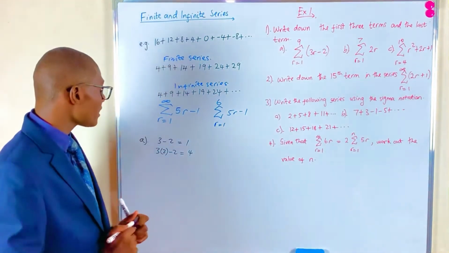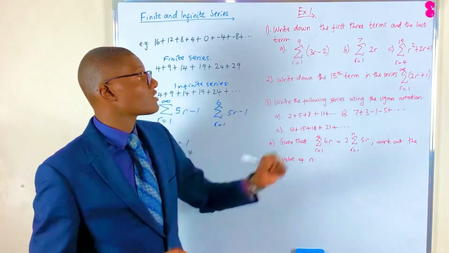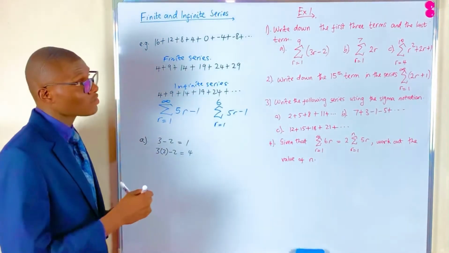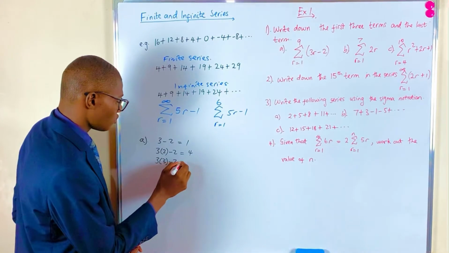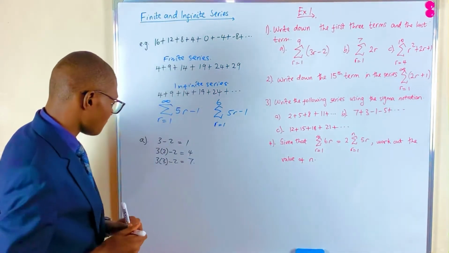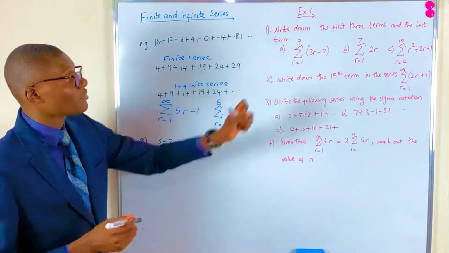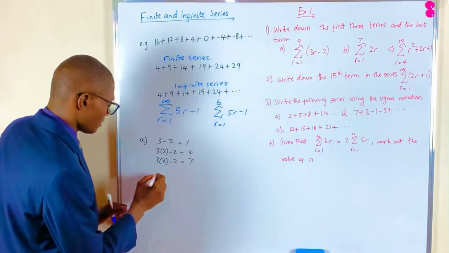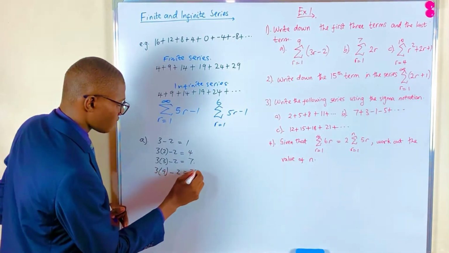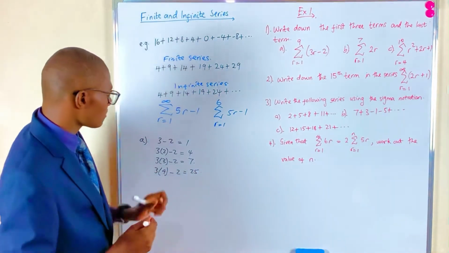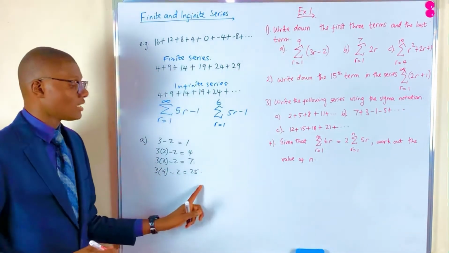And then the third term shall be given in r is equal to 3, which is 3 times 3 minus 2 to give us a 7. Then the last term shall be given in r is equal to 9, which is 3 times 9 minus 2 to give us a 25. So these are the first 3 terms and the last term.